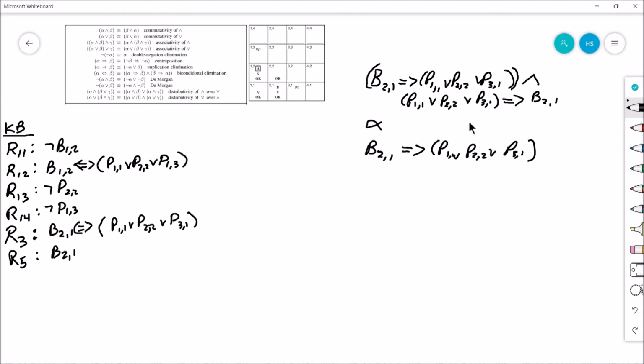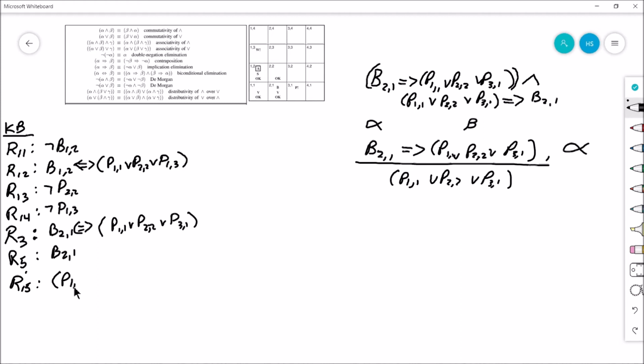So that's the alpha part, that's the beta part. Now we're given alpha, right? Because R5, okay, it was already in our knowledge base. Okay, so given that, we can infer P11 or P22 or P31, right? So I can add that sentence to my knowledge base. P11 or P22 or P31.